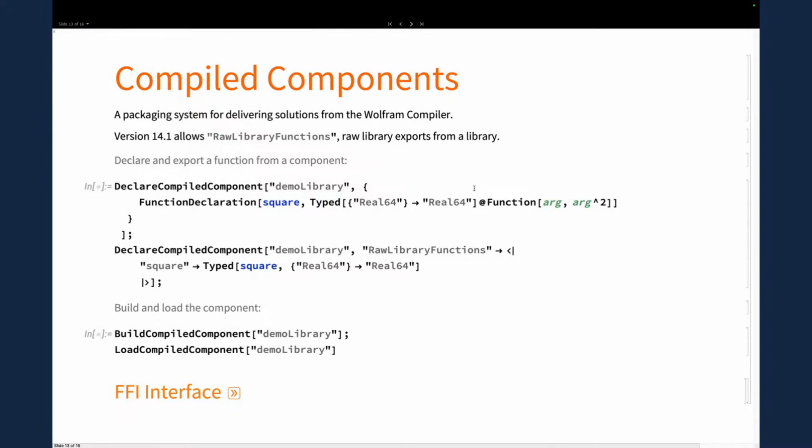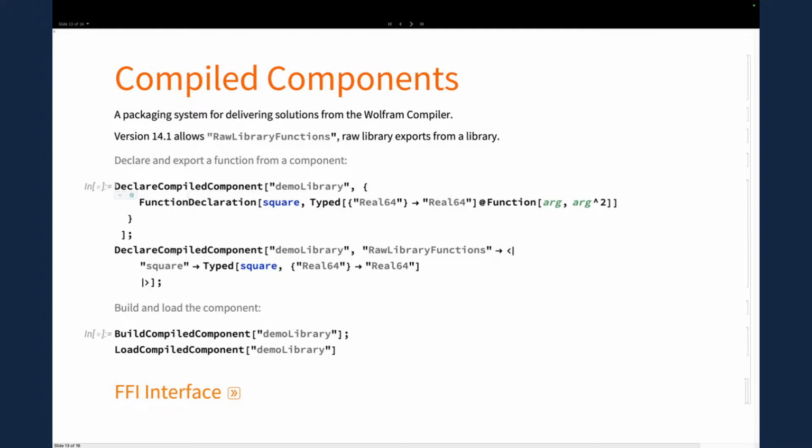Right. Another new feature, or a feature that's enhanced in 14.1, is the component system. The component system for the compiler is a packaging system that's set up to make it easy to deliver solutions, to group declarations and things into a component with a name. And what we've added in 14.1 is a way of declaring raw exports. So with these components, you can go and build a library.